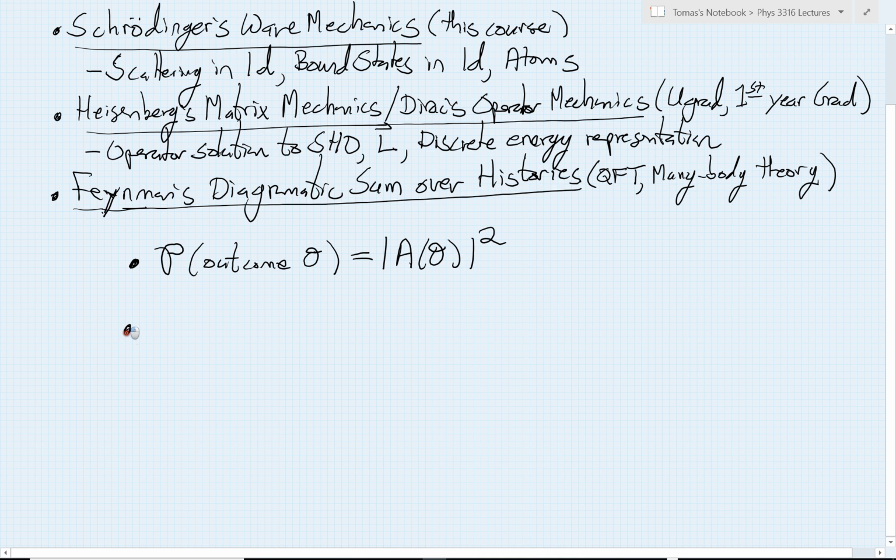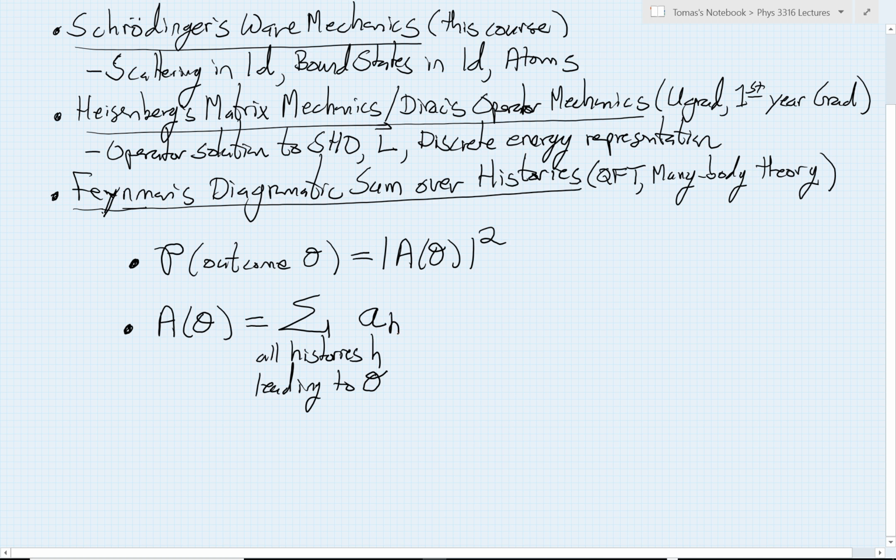And the second step in the sum over histories idea tells us how else we could compute this amplitude. We are told that we should compute it as the following. It's the sum over all histories, which I will call H, leading to that particular outcome O. And then we're told that each of those possible histories, each possible sequence of events that would lead to O, has a particular amplitude associated with it. I will call that A, which depends, of course, on my history.